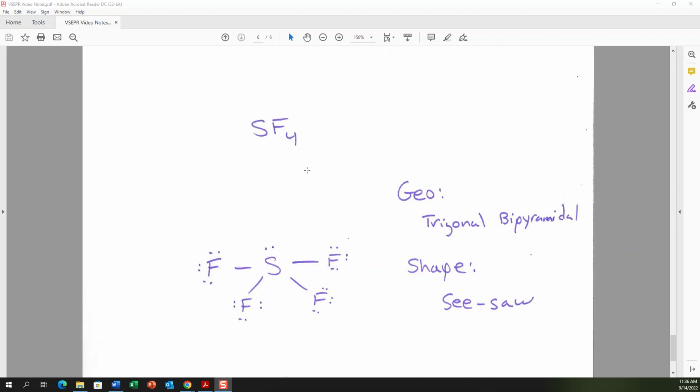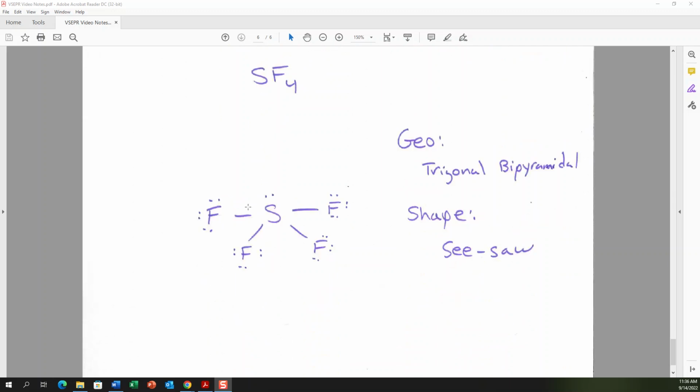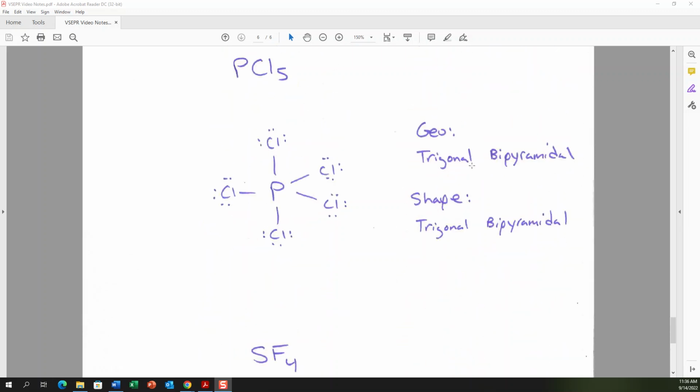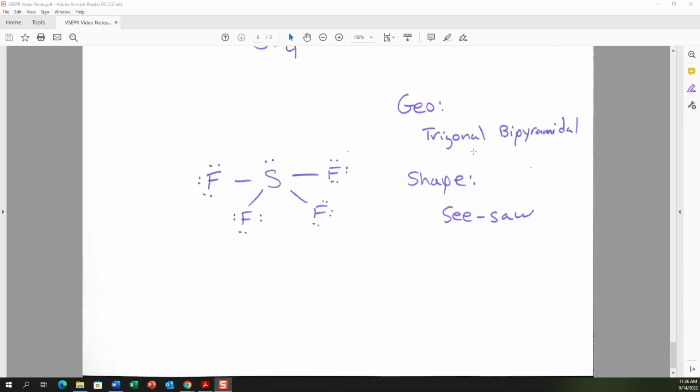So here's an example. I have the SF4 molecule. I still have 5 total domains, so the geometry is trigonal bipyramidal. But now, with the ratio, 4 of those domains are bonds, and 1 is an unshared pair. So that's why the shape is called seesaw. So it's still the same geometry as this molecule, but the molecular shape is different.